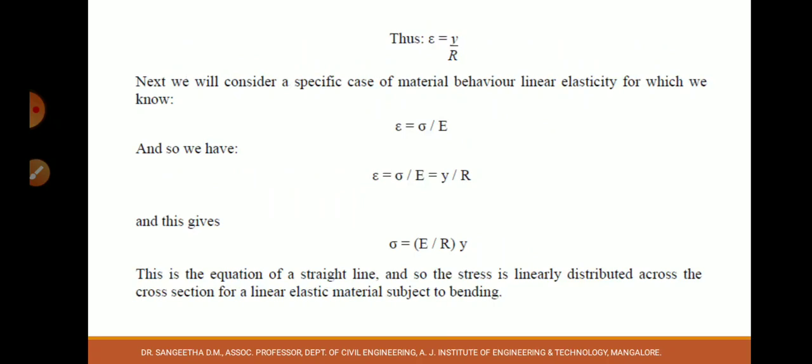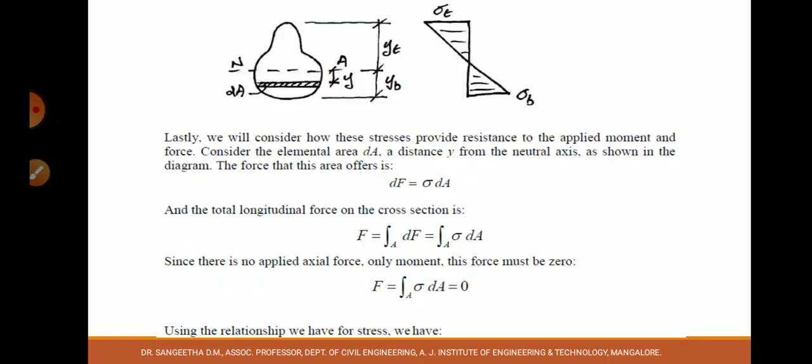Also we know that stress is proportional to strain, and that proportionality is replaced with the Young's modulus. So strain is equal to stress by Young's modulus of elasticity, and we know that strain is y by r. Bringing in both the equations, stress is equal to E by r into y. This is the equation of a straight line, and so stress is linearly distributed across the cross section.